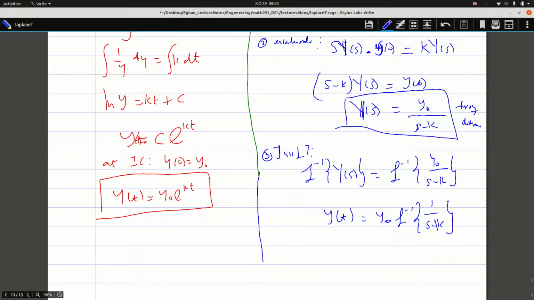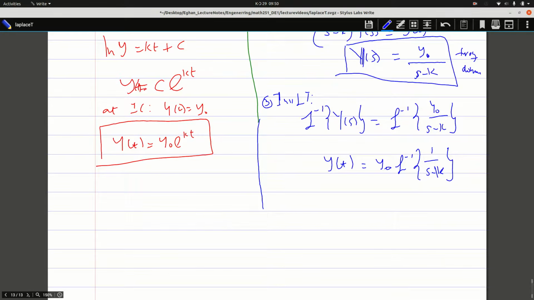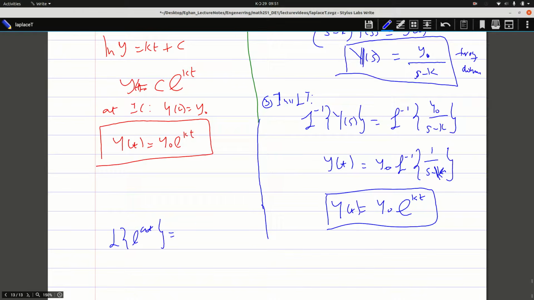Do you use partial fractions here, or do you check your Laplace table? This is a common function for the exponential. So this is y naught exponential kt. Why is it that? You realize from the table that the Laplace transform of the exponential function is 1 over s minus a. So the Laplace transform of e to the kt is as if my a is what? K. A is equal to k. That is why I have it as exponential kt.